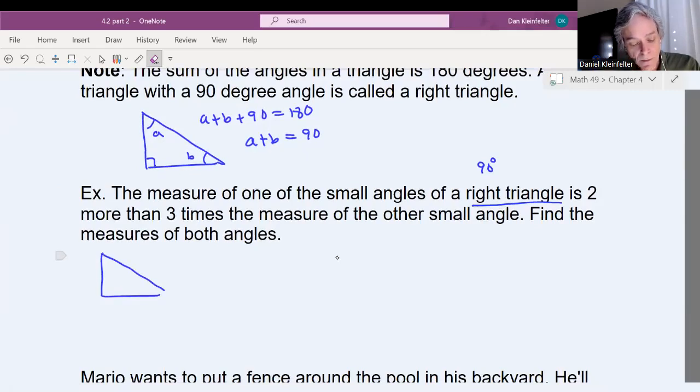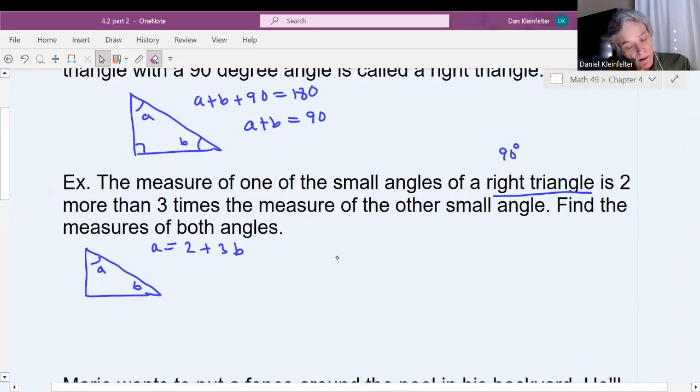I'm going to call those A and B, and so those will be the 2 small angles. So here it says the measure of one of the small angles, let's call A as one of them, is 2 more than 3 times the measure of the other small angle. So A is equal to 2 plus 3B, where B is the other small angle. And so that first sentence tells us basically everything that we need to know.